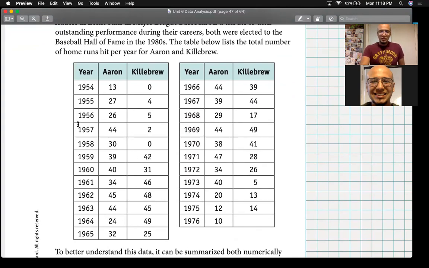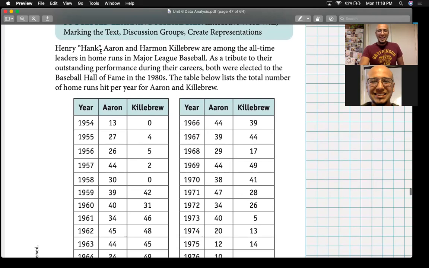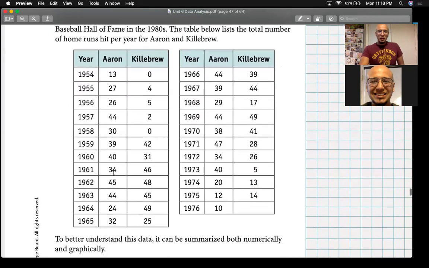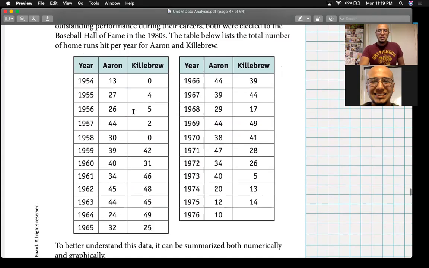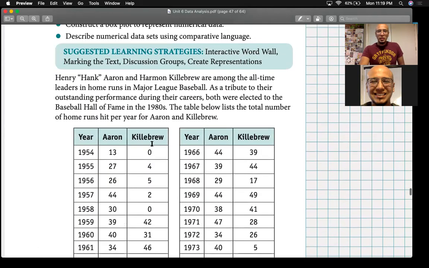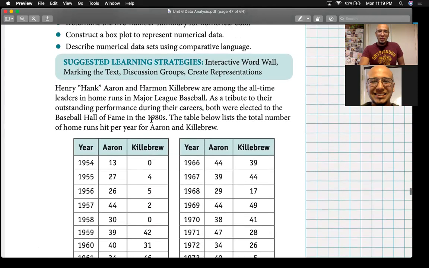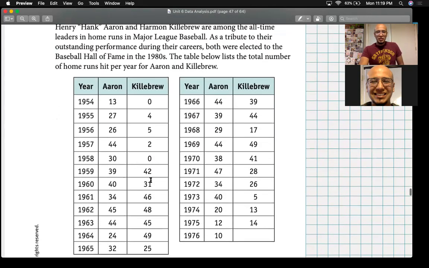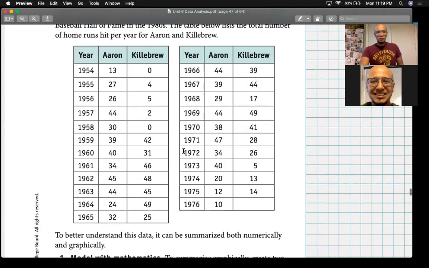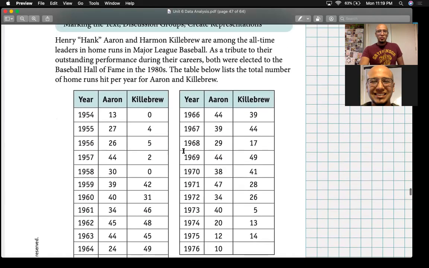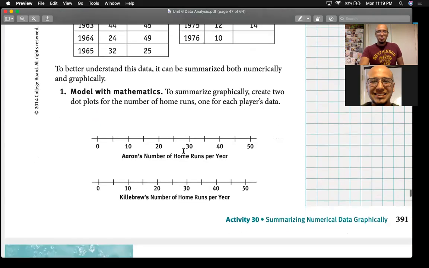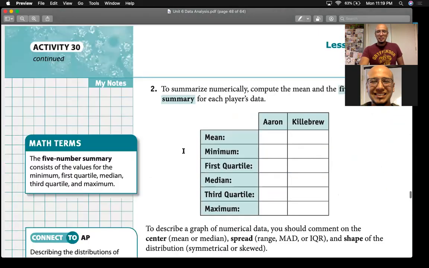If you notice, we have the year right here, and then we have the home runs that Aaron, this would be Henry Hank Aaron, hit. So here this first column is his home runs. And then in the second column, we have Killebrew, and that would be Harmon Killebrew, and these are his home runs. Again, this is just one really long table split in two because it was really long. For numbers one and two specifically, we will be using that table.